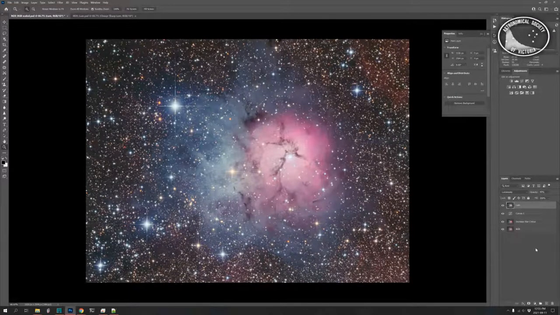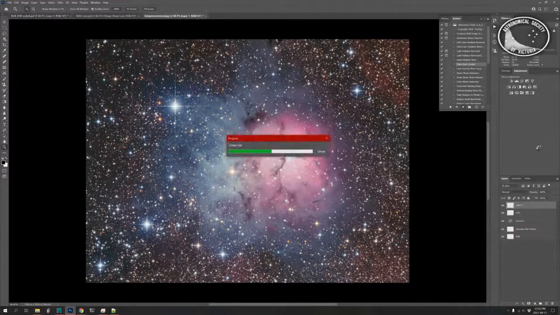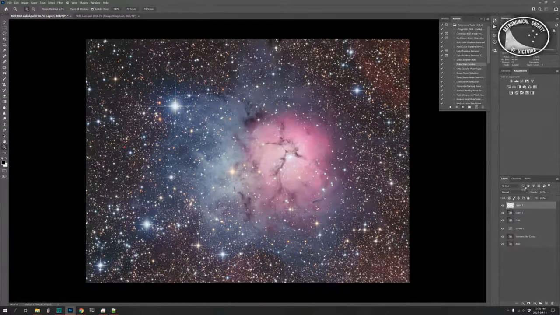Few more steps to do. Control Shift N E, make a new layer of that. Now there's one of our handy dandy actions here called make star smaller. And what this does is it actually reduces the impact of the stars in the image.